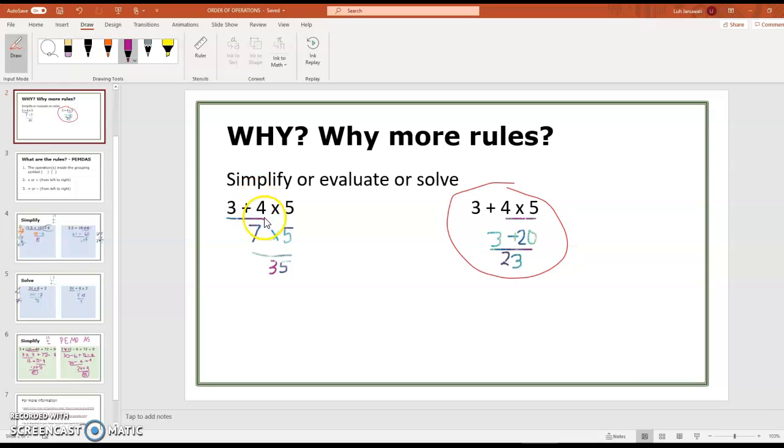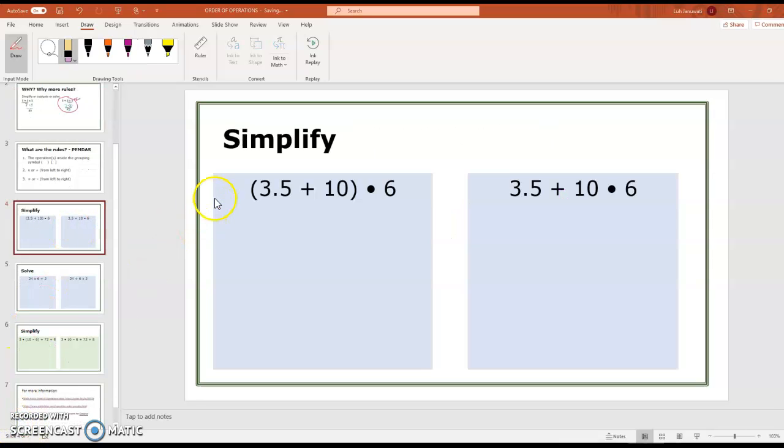So now that we know the rules, who do you think is correct? Is this person correct doing addition first, then multiplication, or is this person correct doing multiplication first and then addition? You're right, this person is correct. You do the multiplication first and then the addition. Okay, let's look at another example.